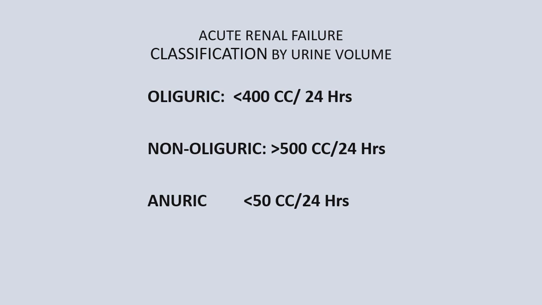So if you remember, 500 is normal, you cut off a 0, 50 is no urine. And if 500 is normal, less than 500 would be abnormal, which is oliguric, which technically is less than 400. So the next number down is 400.